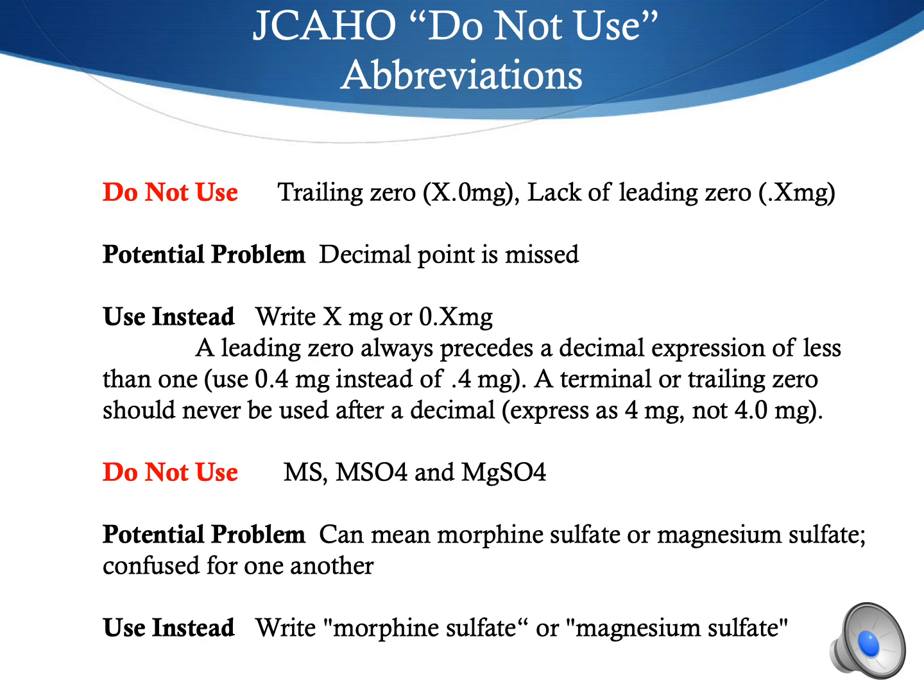Importantly, do not use trailing zeros or lack of a leading zero when you're writing out the milligrams. The decimal point can be missed. For example, if you have X milligrams or 0.X milligrams, the leading zero should always be in front of anything less than 1. Write 0.4 milligrams, not .4 milligrams. A trailing zero or ending zero should never be used after a decimal. If it's a single number, write 4 milligrams, not 4.0.